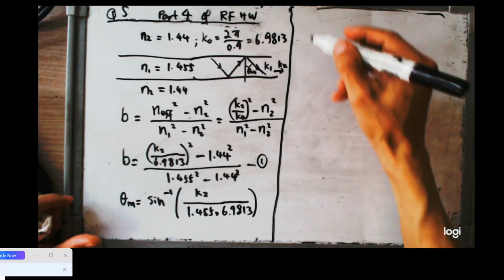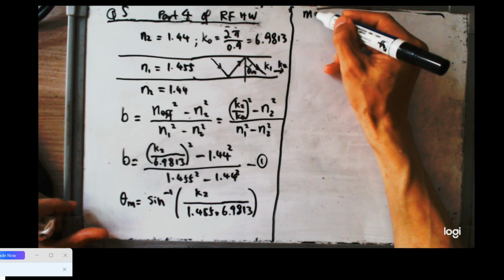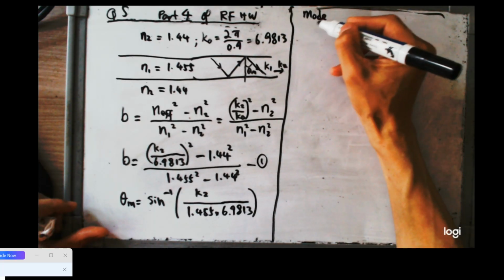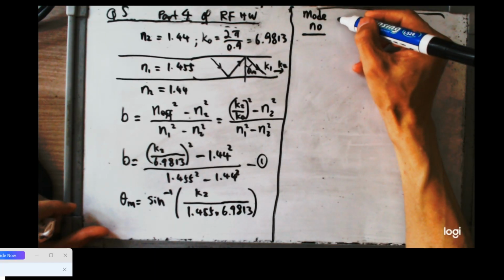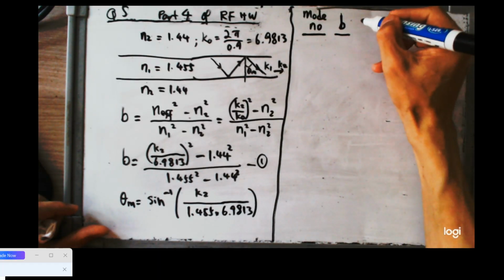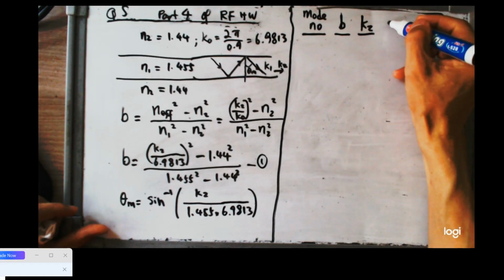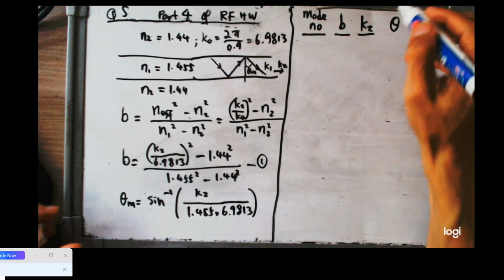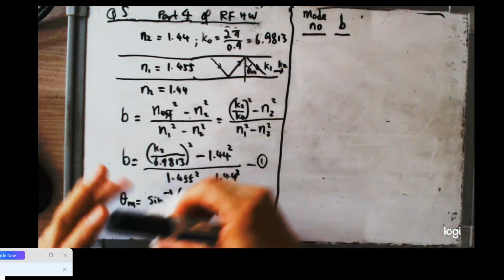First, I need to know the value of the mode number, and then we need to know the value of d. And then from there, I will work out the value of k, and then from there, I will work out the value of theta. Perhaps I need to increase the space a little.